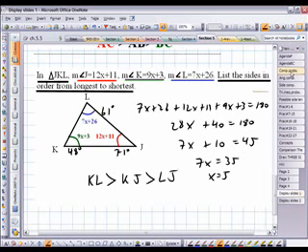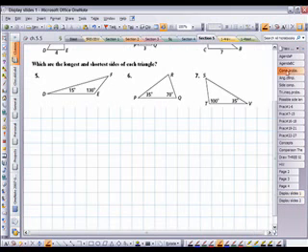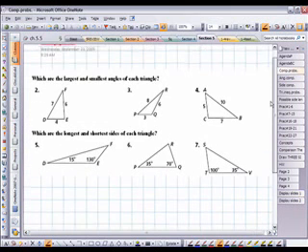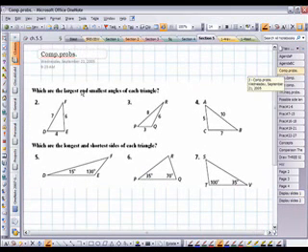Okay, this can get a little bit more interesting. First, we'll just look at a couple more basic ones. Largest and smallest angles. Largest angle would be angle E because it's opposite the 7. Smallest angle, angle F because it's opposite the 4. Largest angle is opposite 8 because it's the biggest number. Smallest angle is angle R because it's opposite the smallest number.